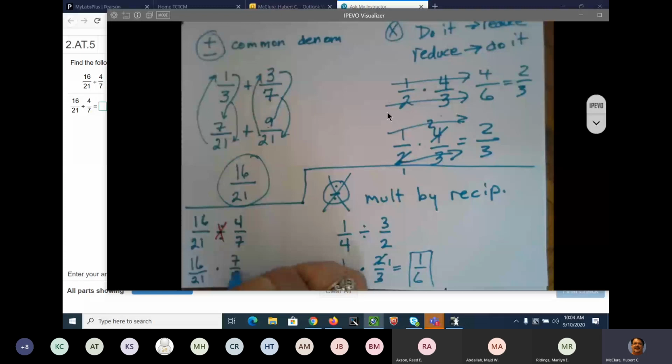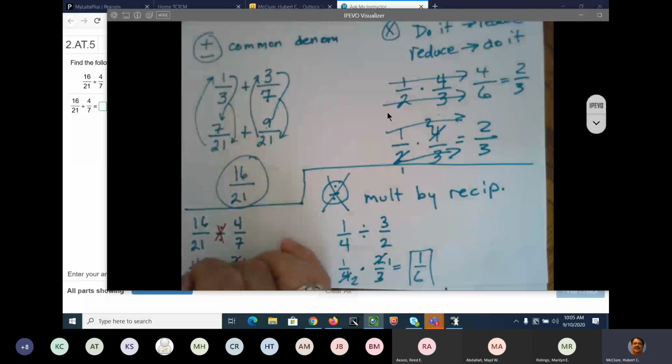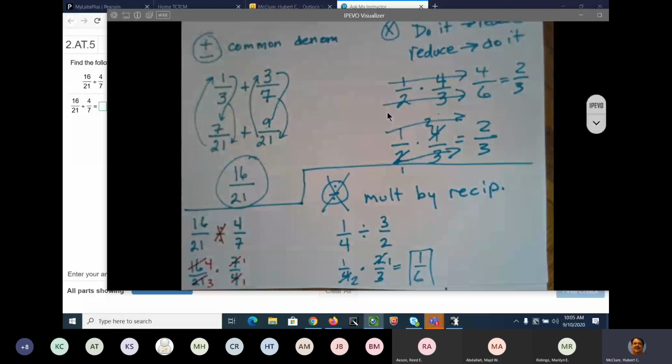And we can do some canceling here, or you could do the long way and do it and reduce, but I'm not going to do that. 7 will go into 7 one time, 7 will go into 21 3 times. 4 will go into 4 one time, 4 will go into 16 4 times. So your answer is 4/3. 4 times 1 is 4, 3 times 1 is 3.